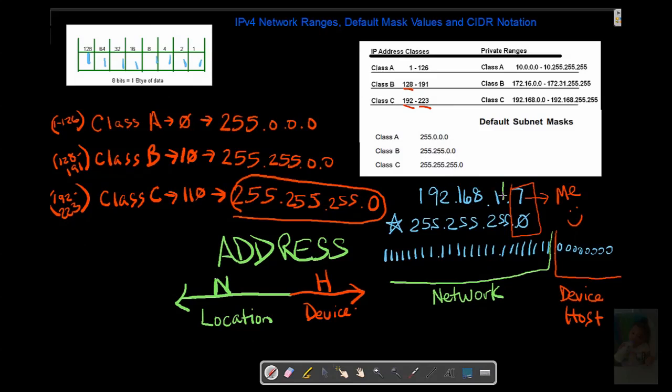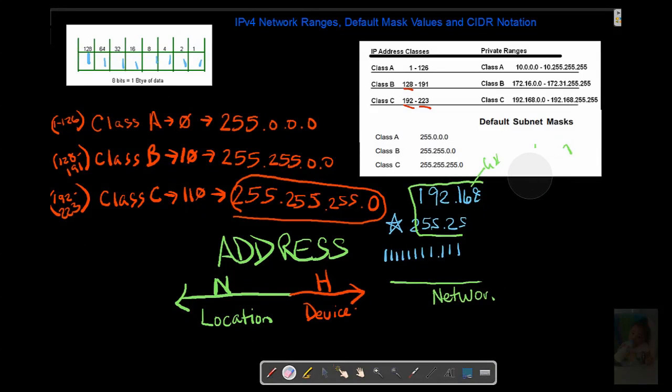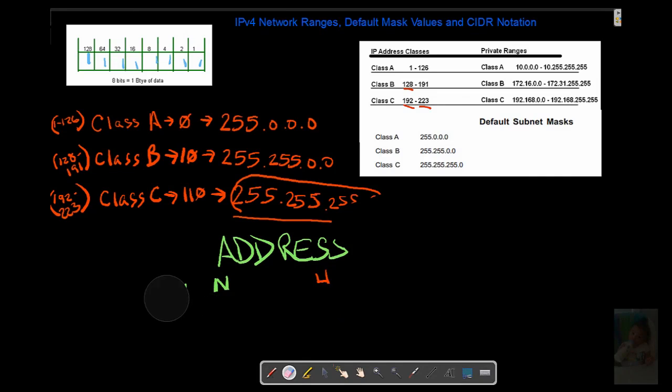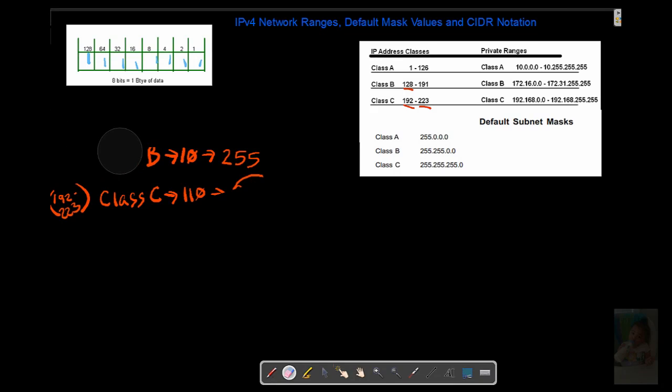This portion right here, this is where I am. We have a network portion and we have me on that network, and it is created by that division and that mask. Now here's something very interesting. Let's take a look at how subnet masks can be created and established.